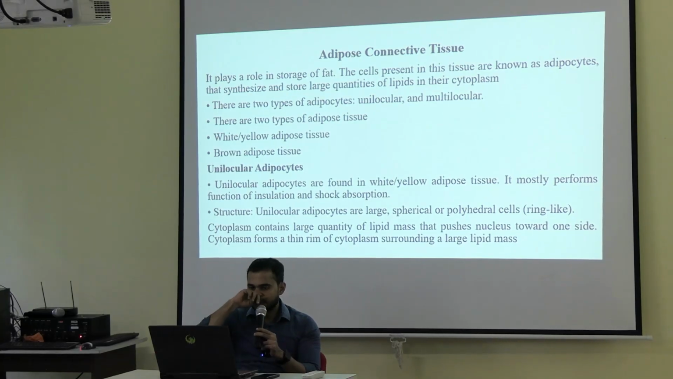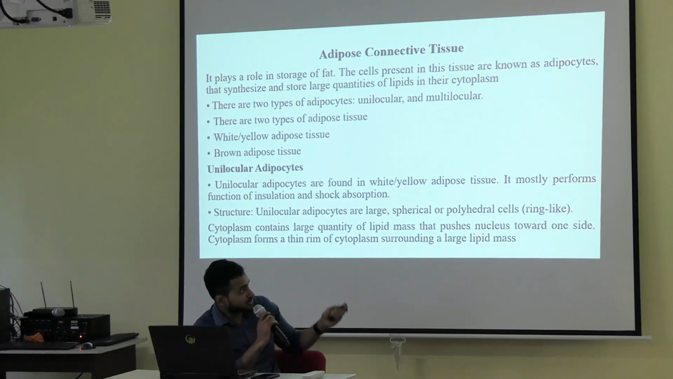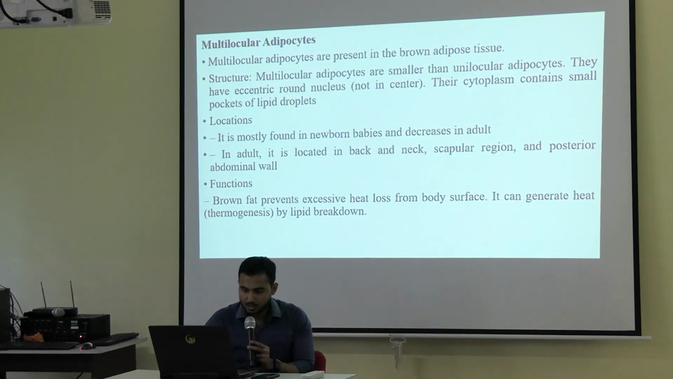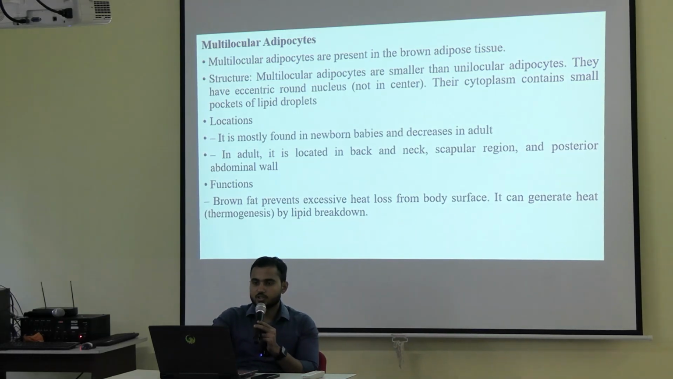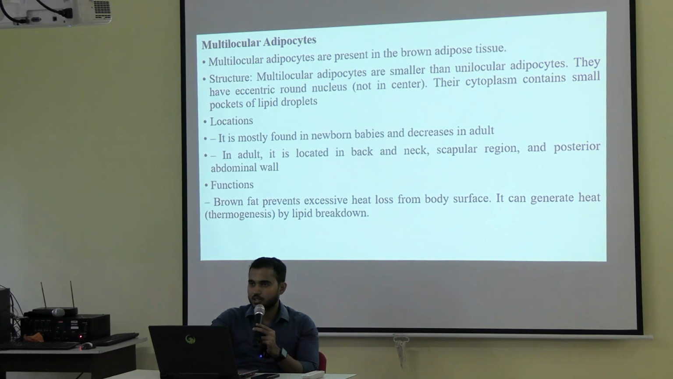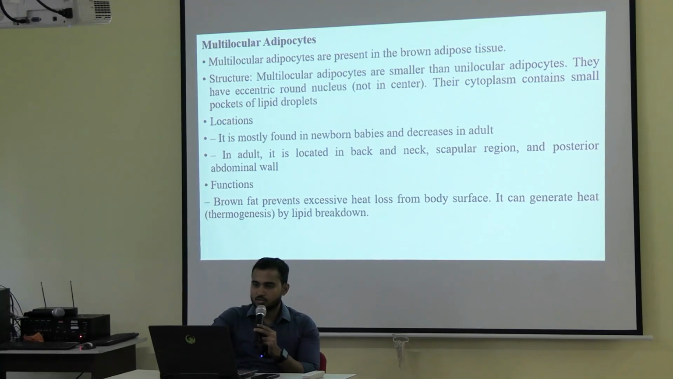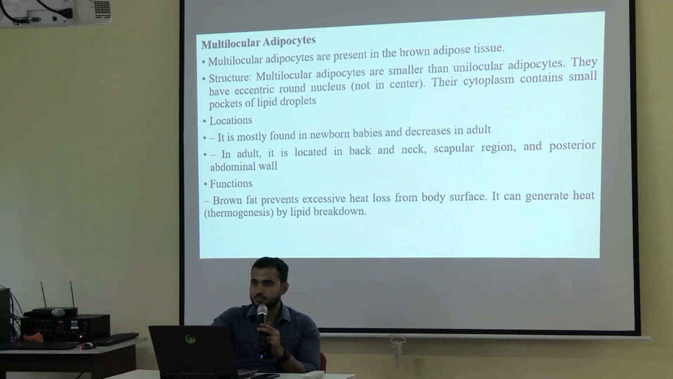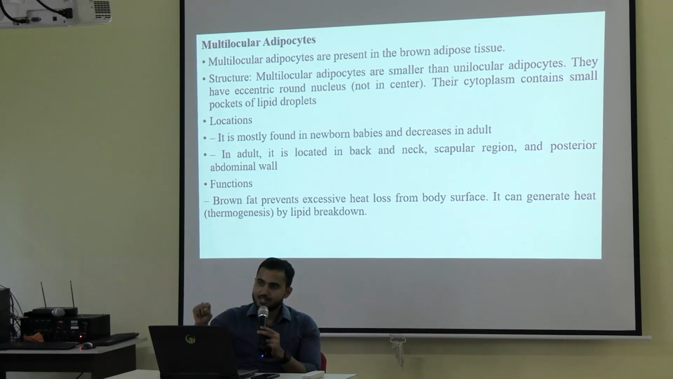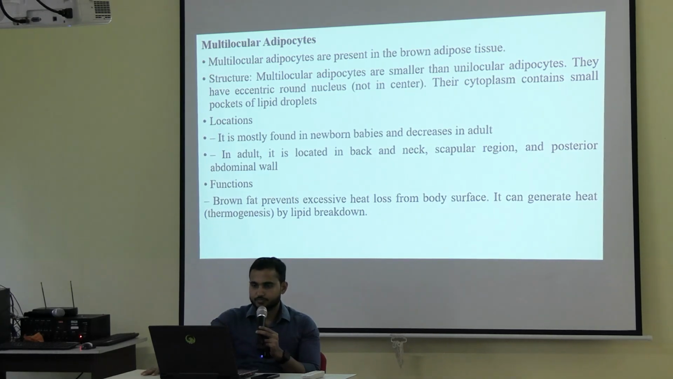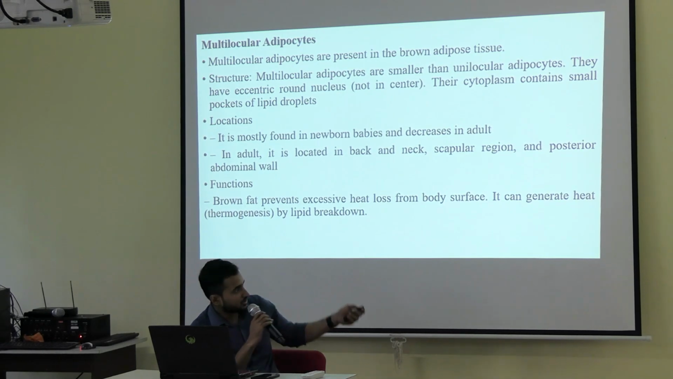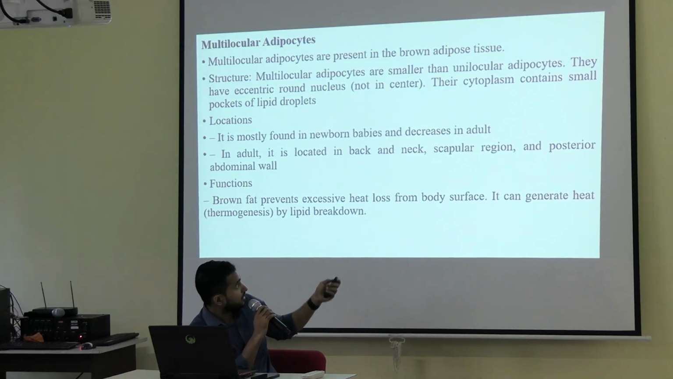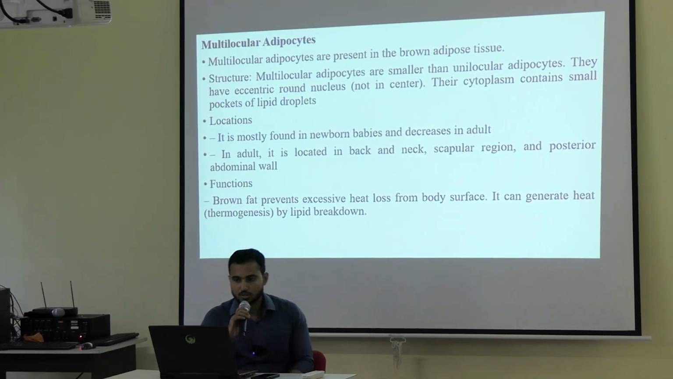That is the unilocular. Next, another type is called multilocular. Multilocular adipocytes are mostly smaller. The amount of fat droplet is also less, and the nucleus is eccentric in position, away from the center but not towards the periphery. In the cytoplasm fat droplets are present, but very few. Location, as I have mentioned, is in newborns.